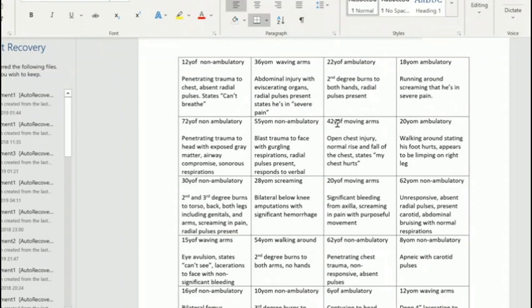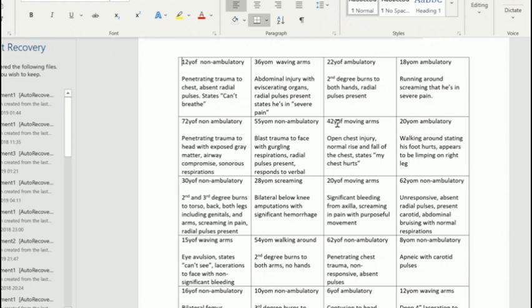Okay, now we've got a 36-year-old male waving their arms. Abdominal injury with eviscerating organs, radial pulses present, states he's in severe pain. Yellow. He can't walk, he waves his arms. Yellow. And what makes him a yellow? Present radial pulses, and he's talking. Yep, that makes him a yellow. The ABCs are present.